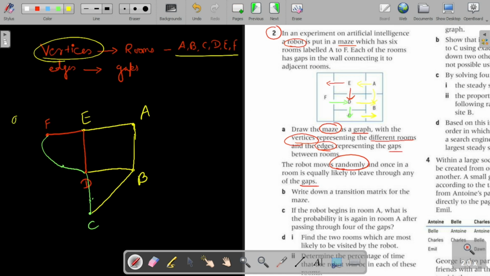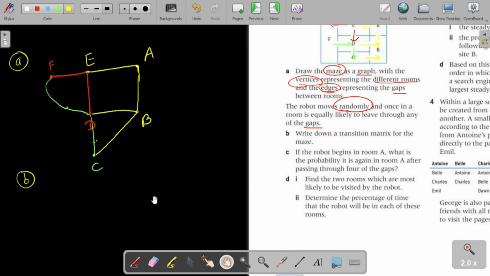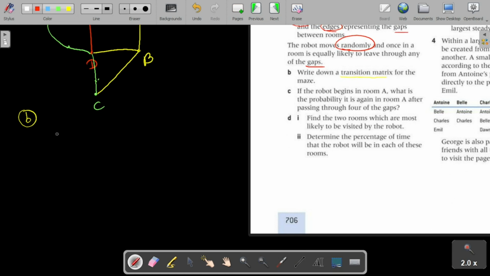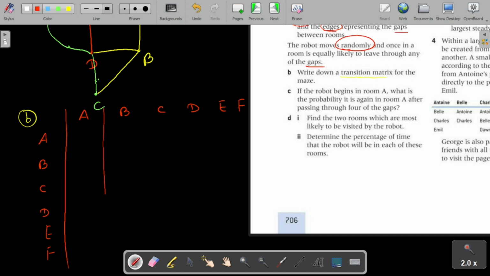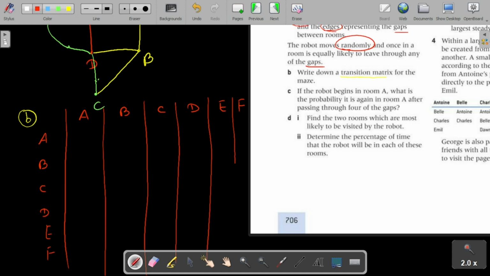So this completes our first part, that is part A. Let us see the second part, part B. It is saying write down a transition matrix for this maze. So what is the transition matrix? First of all, I should write all the vertices here: A, B, C, D, E and F. Similarly here also A, B, C, D, E, F, and make a table. Then we will understand how to write its transition matrix.